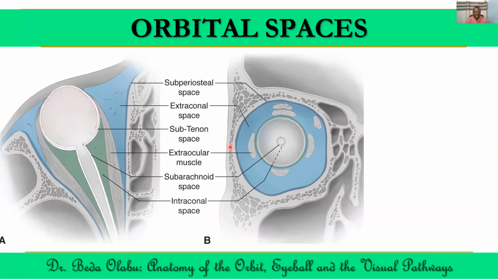As we finish the extraocular musculature, we can now talk about the orbital spaces. So there are a number of potential spaces within the orbit, and they have different names. I told you that the periorbita is not adherent to the bones, and so there's space there. Remember, periorbita is periosteum. So the space between the bone and the periorbita is called the subperiosteal space.